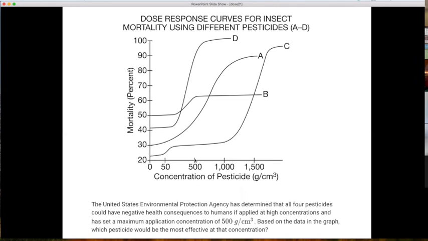So at 500, where do the most pests die? Which pesticide? Well, the answer is D. It's the highest. It kills 100% at the lowest dosage.